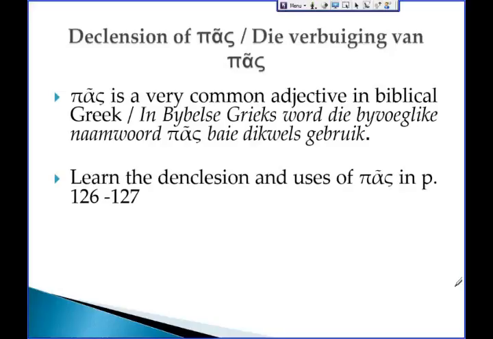You decline them just like you decline any adjective. You remember an adjective will always agree in three respects with the noun it qualifies. What are those? Case, number, and gender. That is our title track in this Greek class. Case, number, and gender. If you don't know that, then you have not been in my class. Whenever you deal with nouns and adjectives, they will always agree in those respects. Now let's finish off by looking at the uses of pas on page 127.